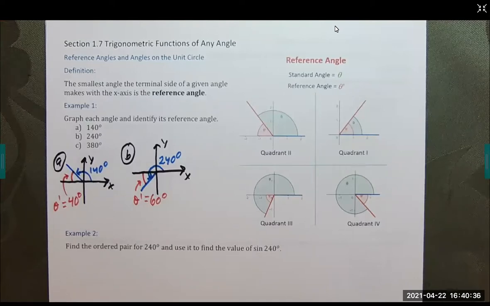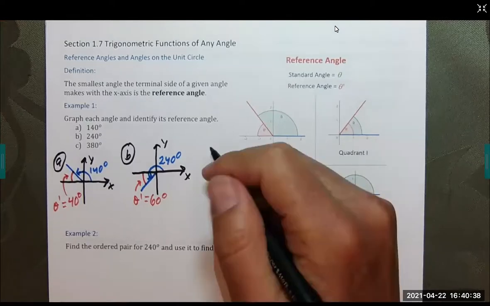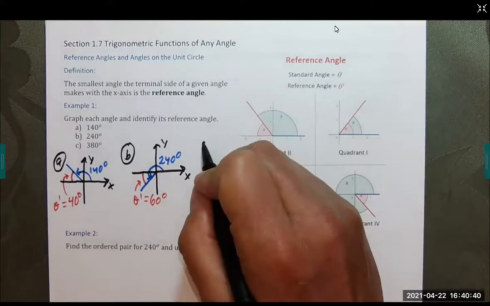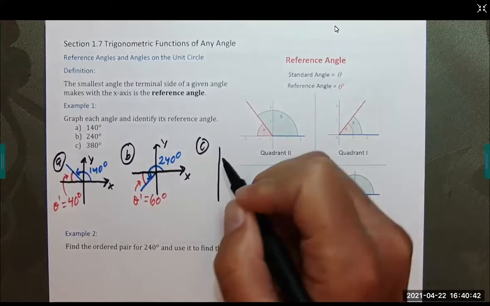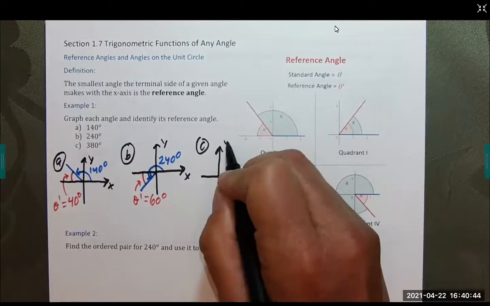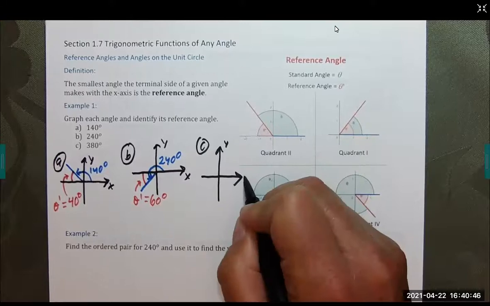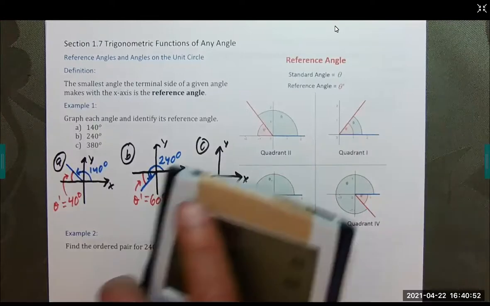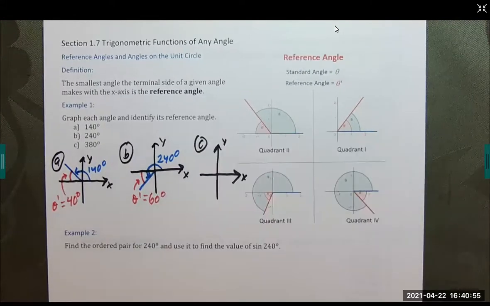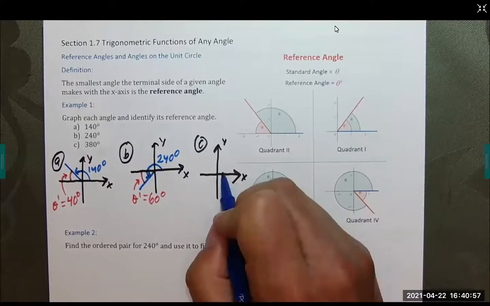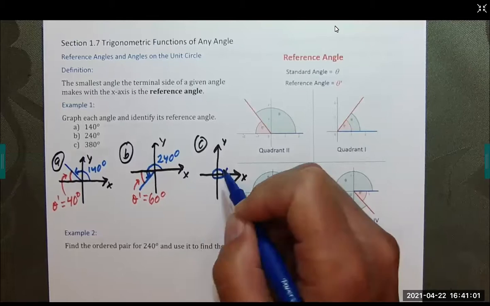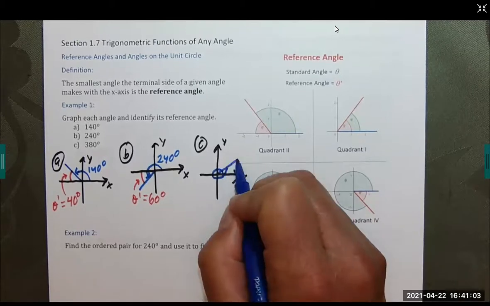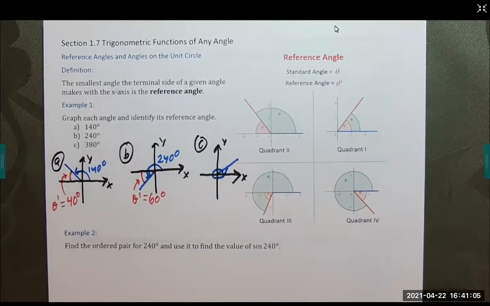For our third graph, we have 380. Now 380 degrees is bigger than 360 degrees. So let's show what that looks like. This one goes all the way around and then still comes here. So this is 380.